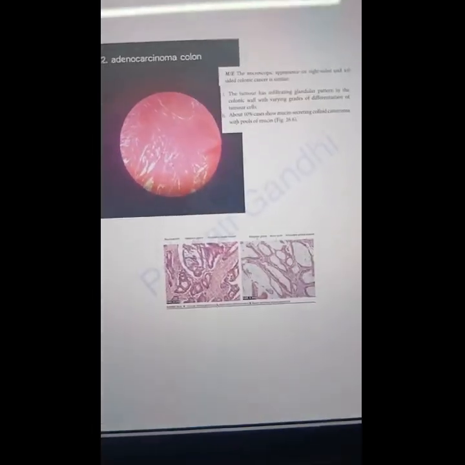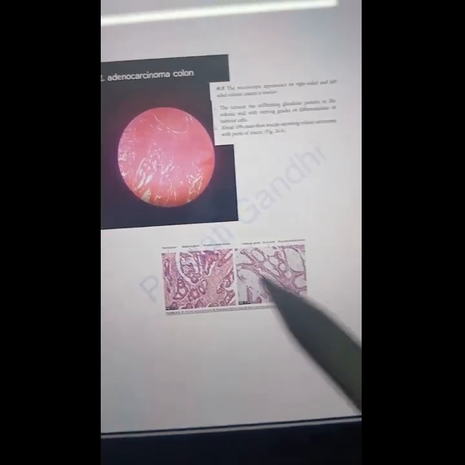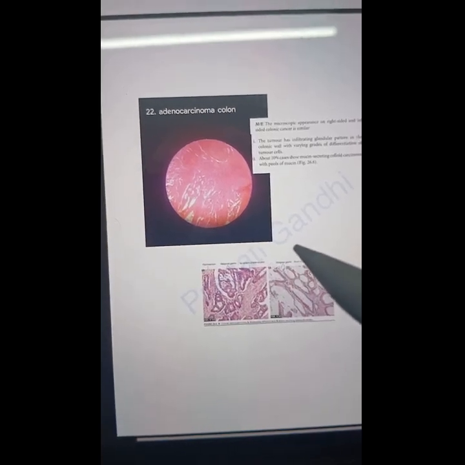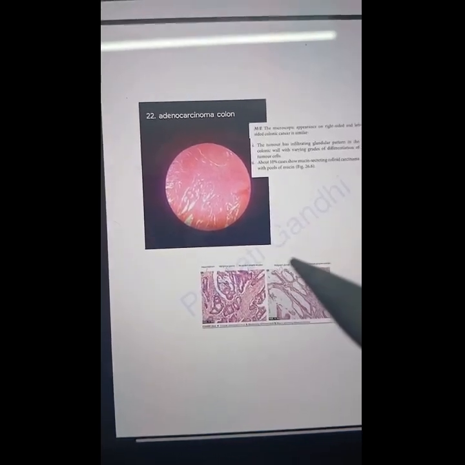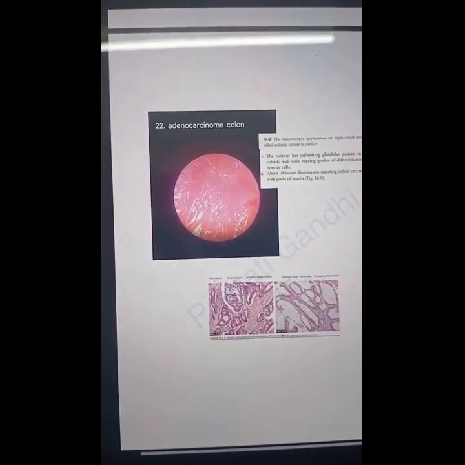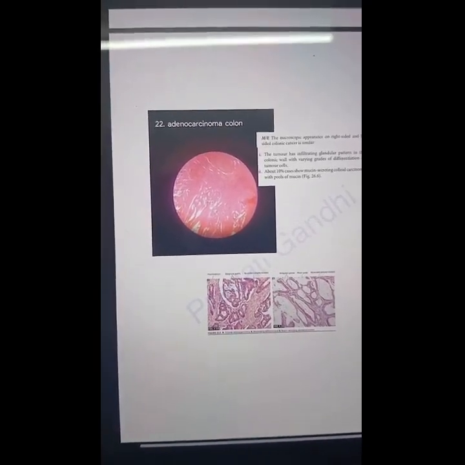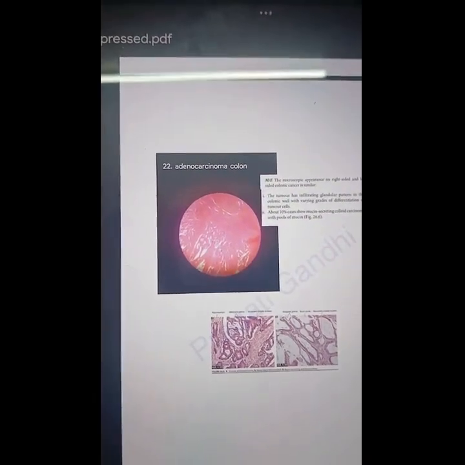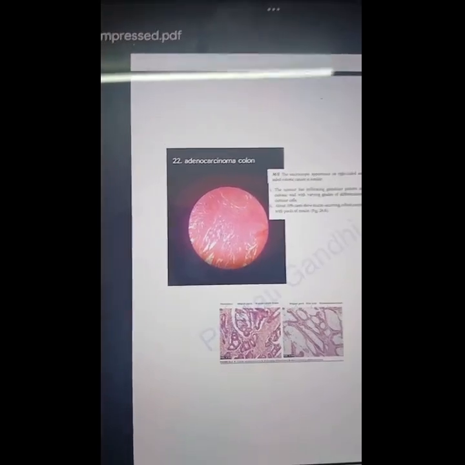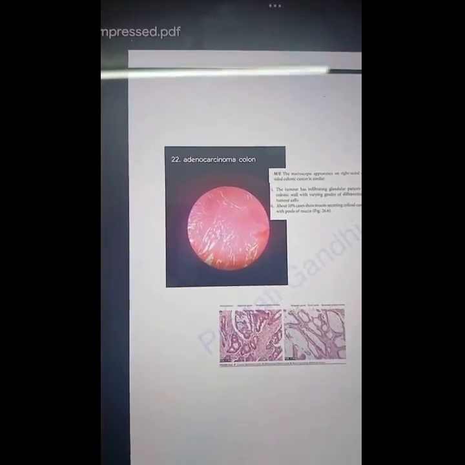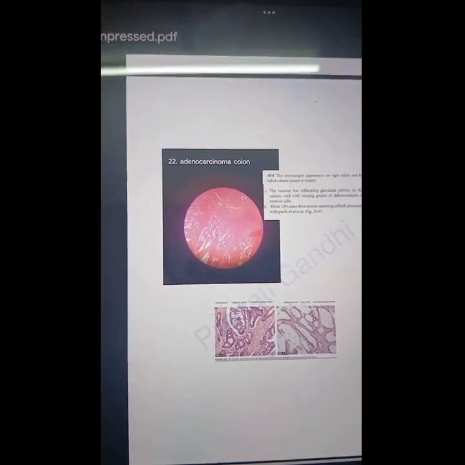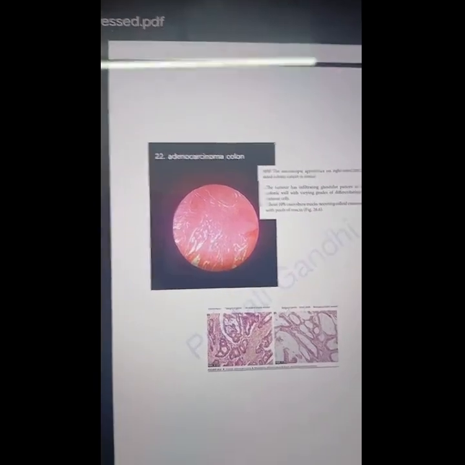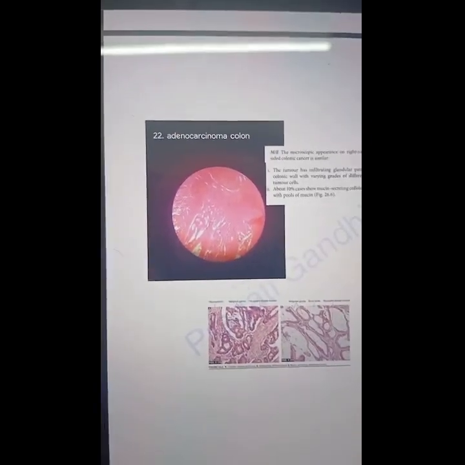Next pattern is adenocarcinoma colon. Talking about the gross features, these consist of multiple types. In left sided we see a polypoidal or cauliflower-like growth pattern. In right sided we see a fungating or infiltrating growth pattern, with napkin ring appearance. Then there is also an ulcerated pattern with indurated margins. That is the gross pattern.